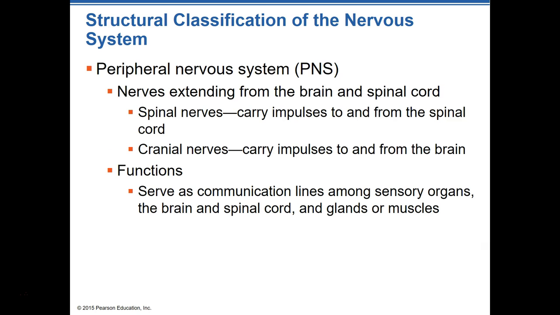The peripheral nervous system, on the other hand, has nerves that extend from the brain and spinal cord, called the spinal nerves, that carry impulses to and from the spinal cord and to and from the brain. And these nerves actually serve as communication lines.